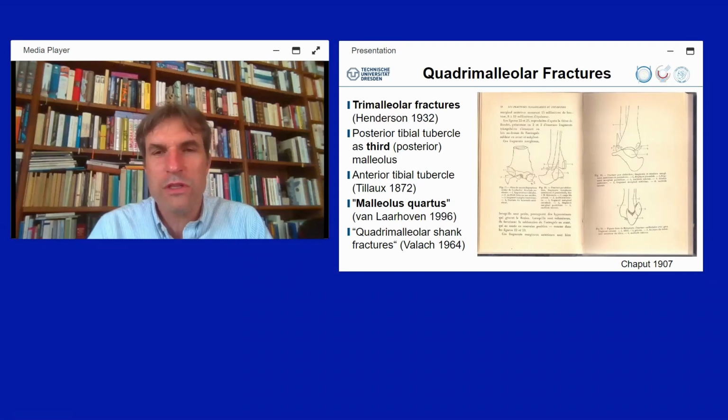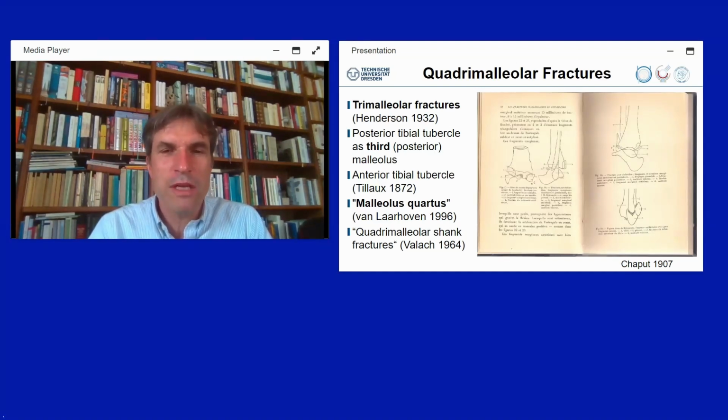It was in the works of Tillaux, after whom the anterior tibial tubercle is named, and also Chaput, the other guy giving his name to that and producing wonderful images in his textbook from 1907, shortly after the advent of X-rays. And it was a Dutch guy who already called the anterior tibial tubercle a 4th malleolus.